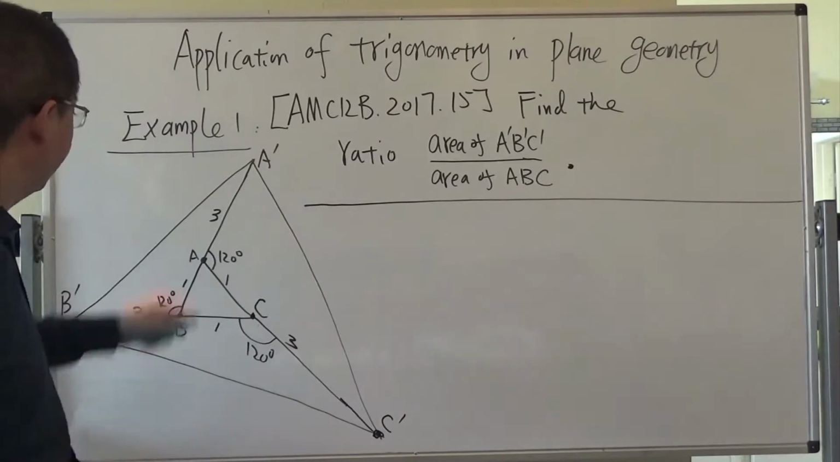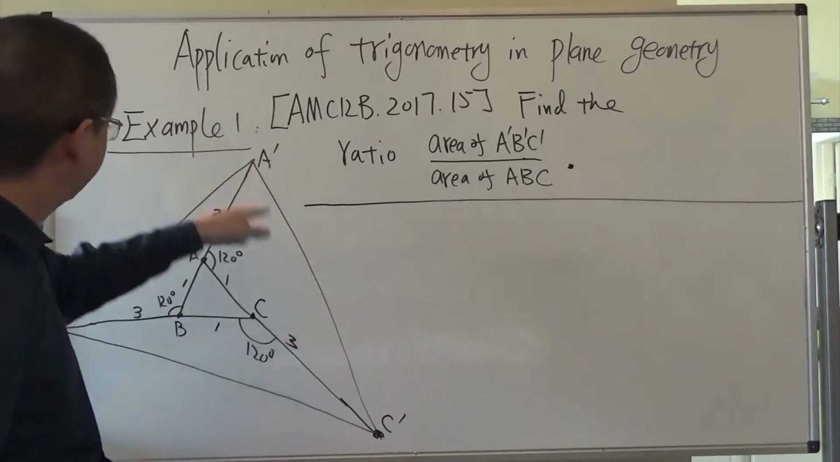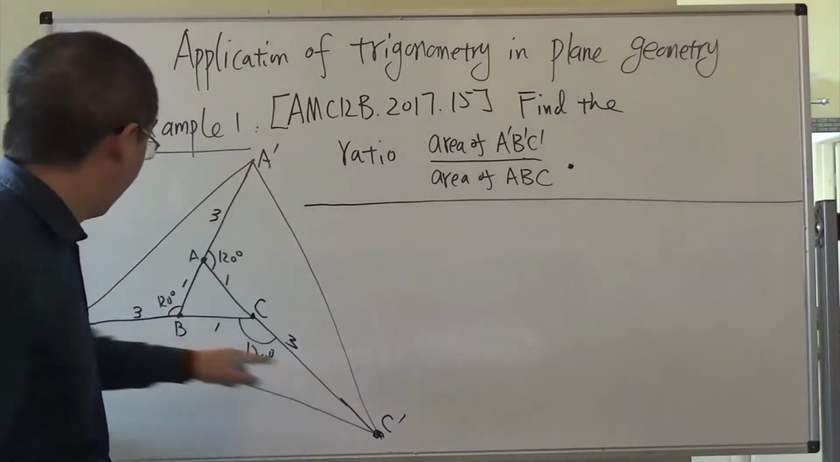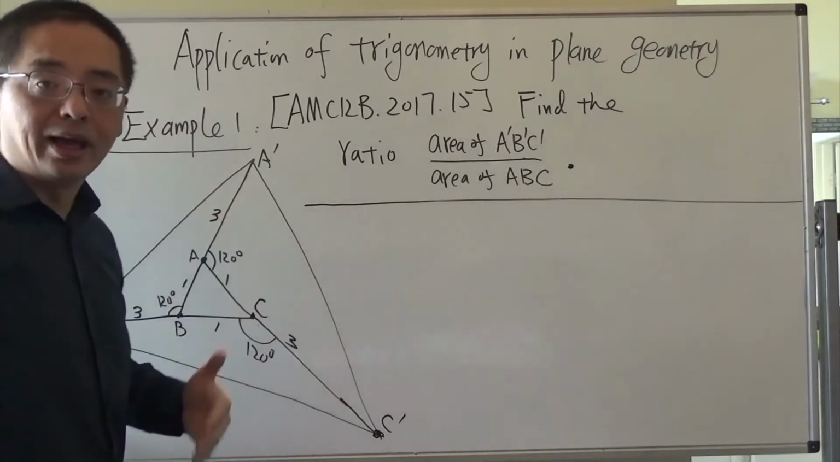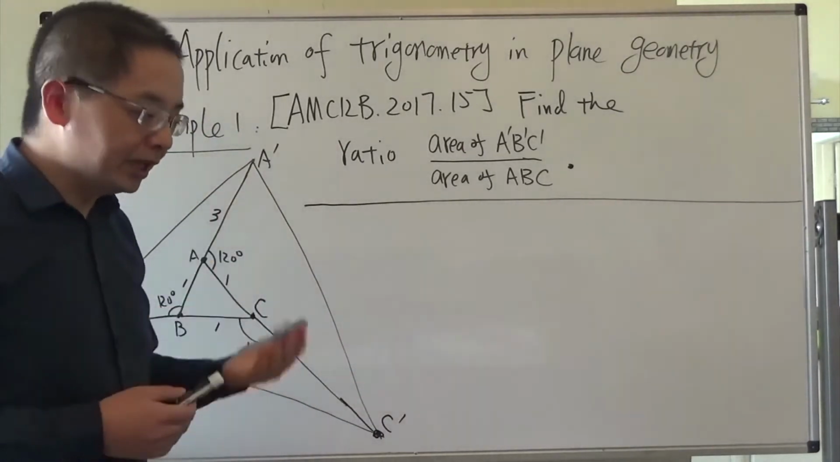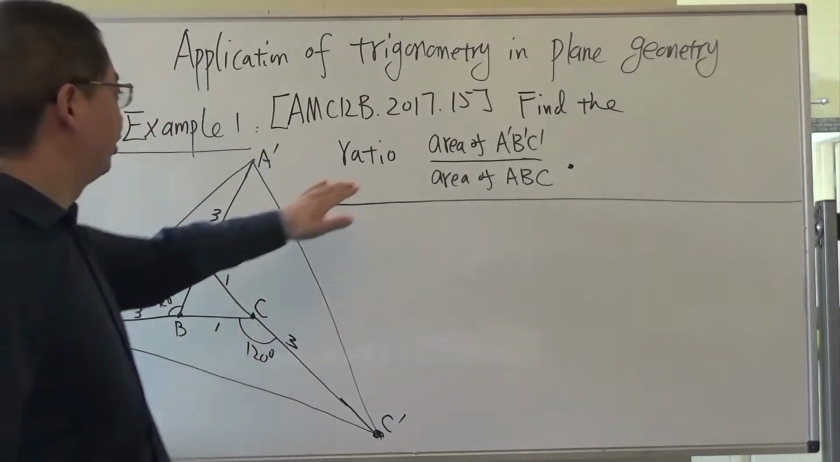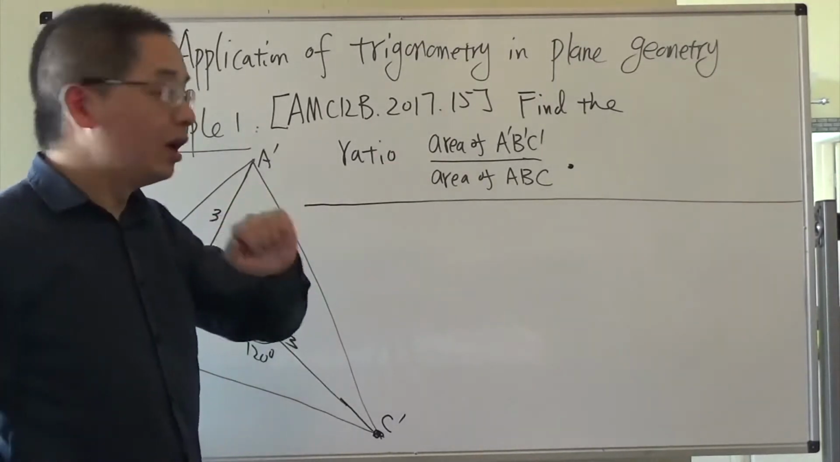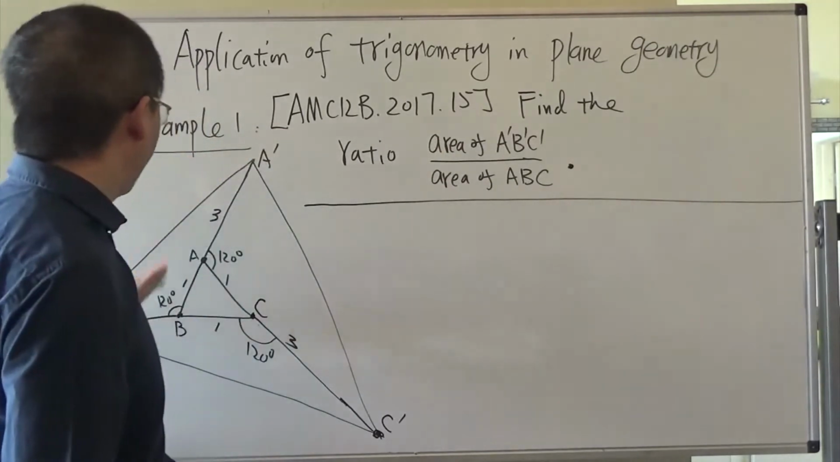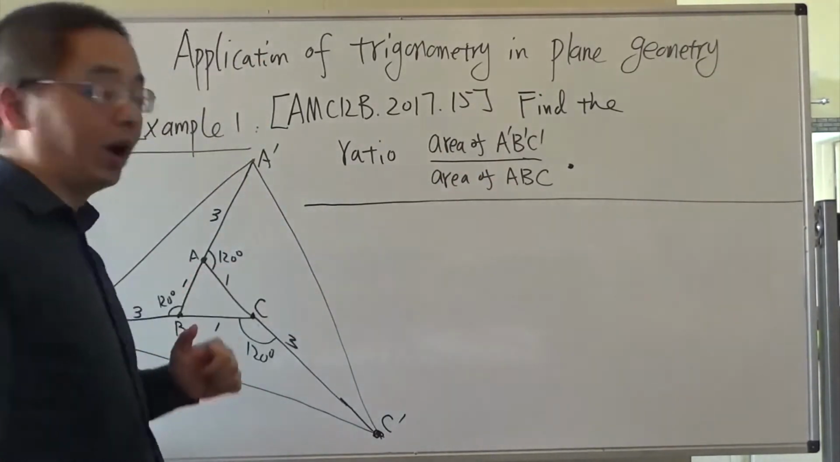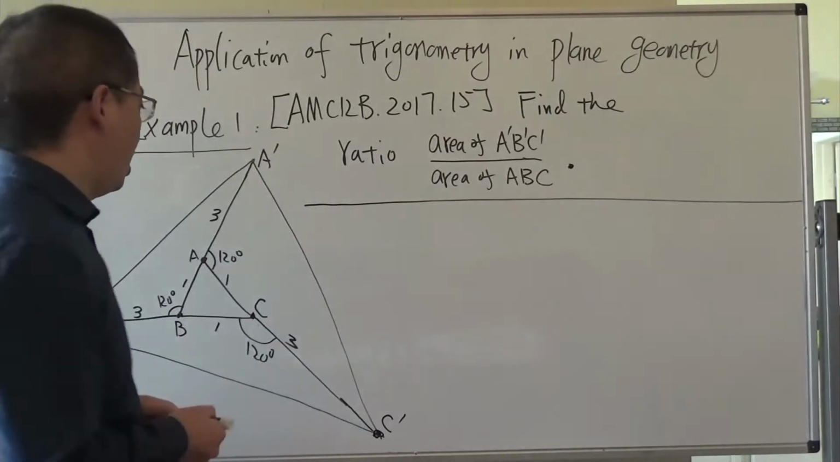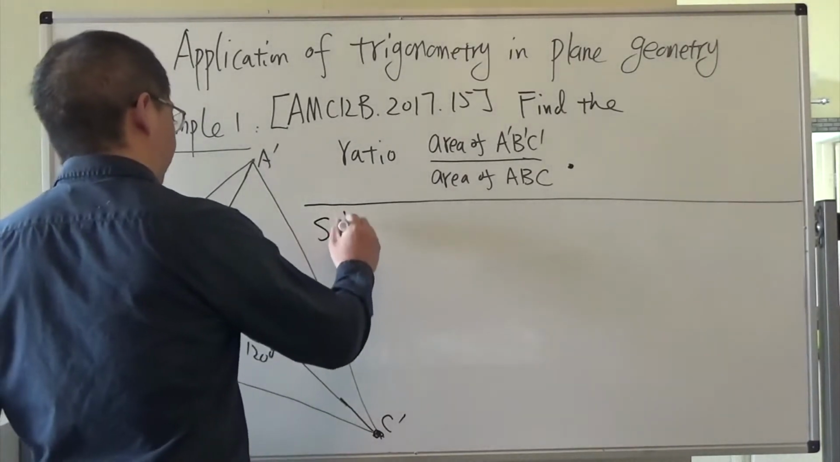Okay, so obviously the new triangle. Now we connect 3 points A prime, C prime, B prime. Obviously, this new triangle, this big one, is also an equilateral triangle. Now, what we will find is the ratio between the area of the big one, A prime B prime C prime, and the area of the middle one, ABC. Alright, solution.